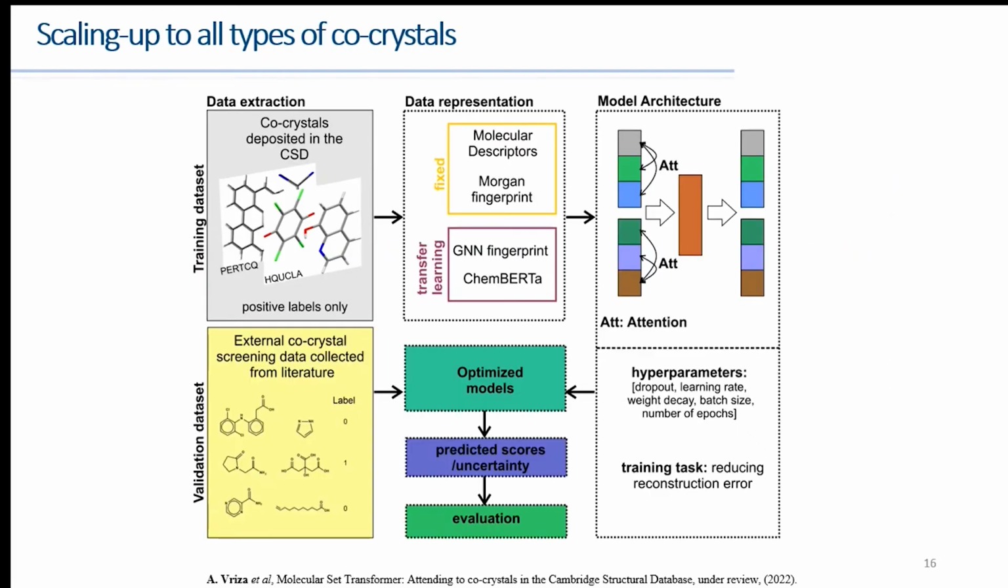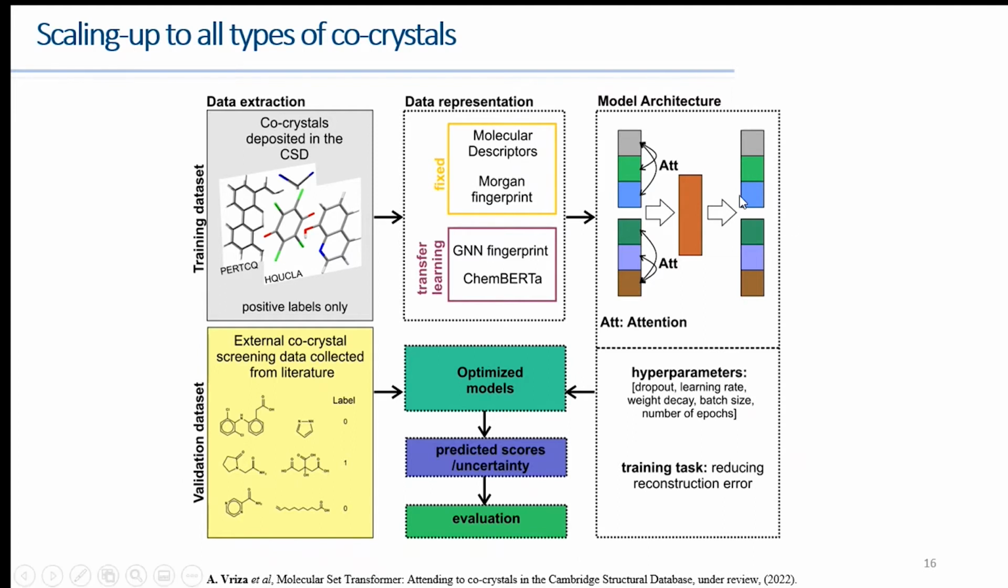To do that, we followed the approach described in this plot. First of all, we extracted all the co-crystals deposited in the CSD, independent of the type of bonding that connects the 2 molecules together. Of course, we have only positive labels because all of them are known structures. After that, we tried to find different ways to represent the molecules. We tried some fixed representations and some learned representations, which I'll explain later, including what exactly the difference is.